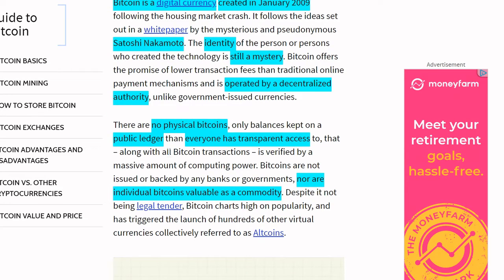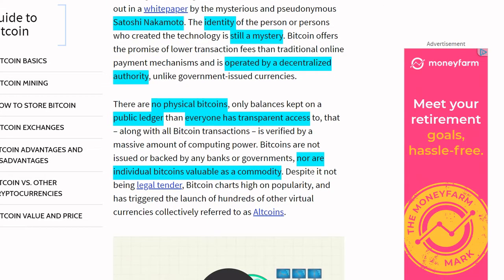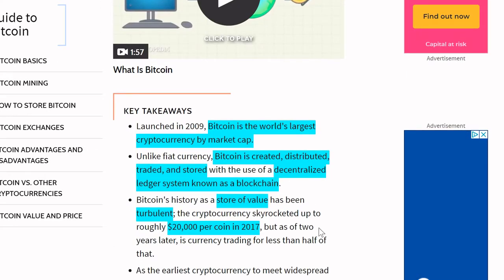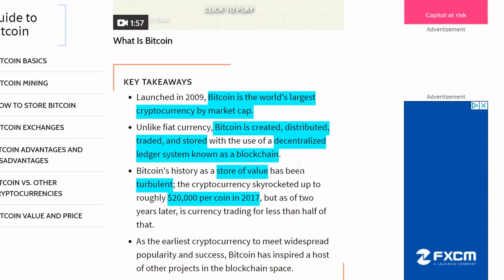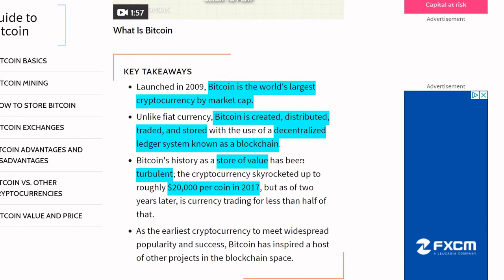Bitcoins are not physical, they're digital, and their balances are kept on public ledgers, which are very transparent, everyone has access to them. One of the key things with Bitcoin as opposed to other cryptocurrencies is that it has the largest market cap, so it's the most well-known one. Bitcoin is created, distributed, traded, and stored with the use of a decentralized ledger system known as a blockchain. This technology is relatively new, which is why Bitcoin's existence is very recent, and a lot of people still know very little about it, hence the point of this video.